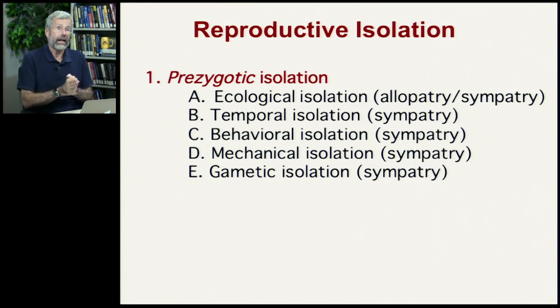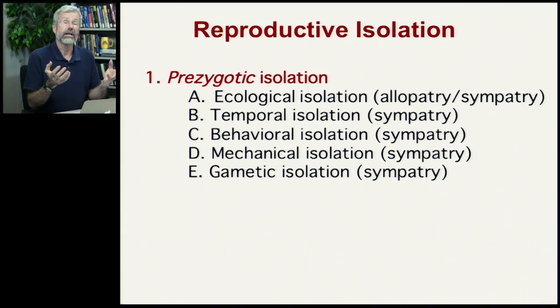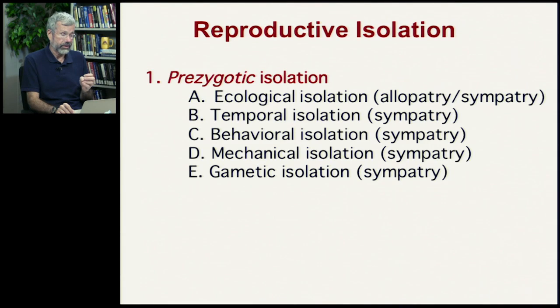So if we're going to have speciation where individuals might come into contact with each other, we want to look at these mechanisms of reproductive isolation. And first we want to look at prezygotic isolation. And these come in various categories. The first is ecological isolation, and that would be still allopatric like we saw with islands. But you can also have ecological isolation of two different subsets of individuals that may otherwise come into contact.